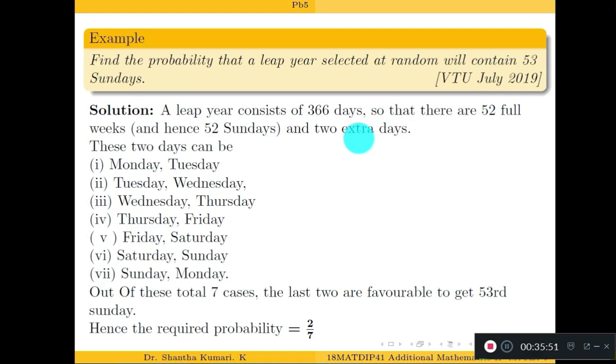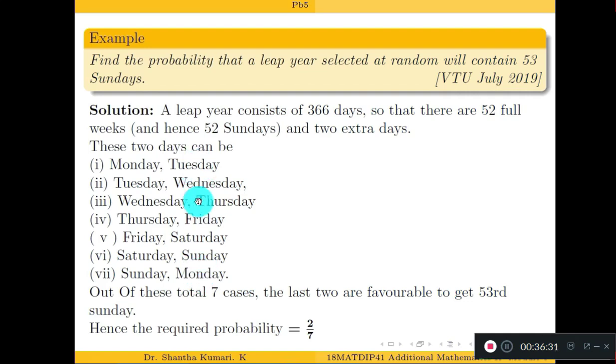52 full weeks means clearly 52 Sundays are available. What is the question? Leap year contains 53 Sundays. Now we need only one more extra Sunday. Here 2 extra days are available. Clearly these 2 extra days will be consecutive days. So either they will be in the form Monday, Tuesday. Another possibility Tuesday, Wednesday. Wednesday, Thursday. Thursday, Friday. Friday, Saturday. Saturday, Sunday. Sunday, Monday.